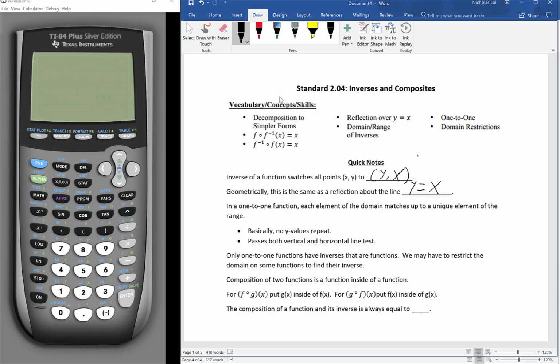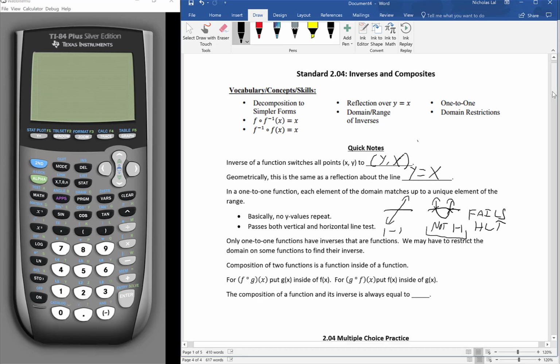Remember, a one-to-one function is a function that passes the horizontal line test. So this function is one-to-one. However, a parabola is not one-to-one because it fails the horizontal line test. Only one-to-one functions have inverses that are functions. If you have a function that's not one-to-one, like a parabola, you might have to restrict the domain in order to find the inverse. All right, moving on.